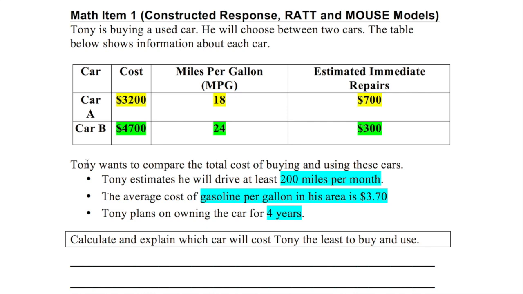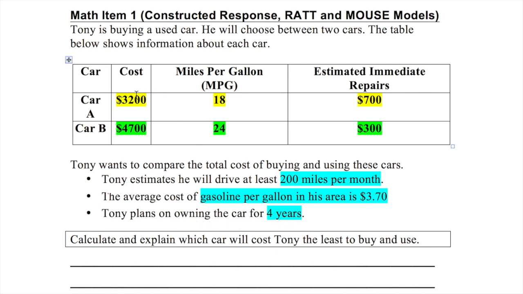For car B, the cost is $4,700 with 24 miles per gallon, don't forget what that stands for, and $300 of estimated repairs on the vehicle itself. Now move down here and we'll see what else we need to remember. Tony wants to compare the total cost of buying and using these cars, and he estimates he'll drive at least 200 miles per month. And the average cost of gasoline per gallon is $3.70. Tony plans on owning the car for 4 years.